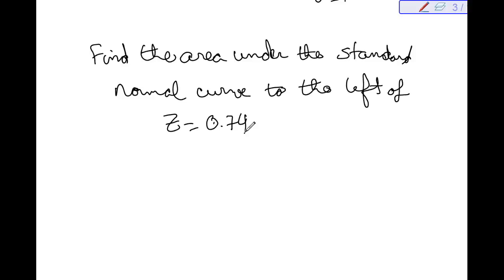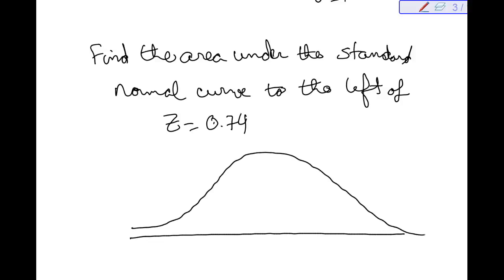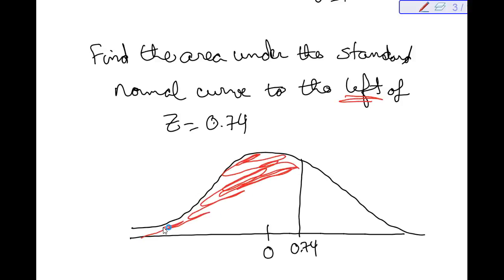Okay, what that means is I've got my standard normal here. 0 is here. 0.74 is here. And I want everything to the left of it. So that means I'm going to shade in to the left. And we always want to draw the picture so we know what side we're looking at, things of that nature. And so I'm looking at this to the left.